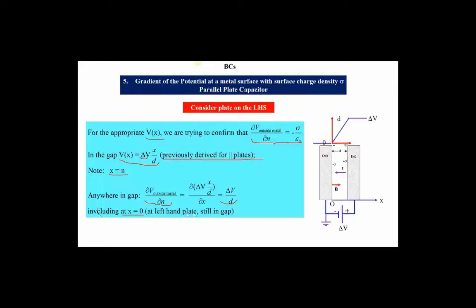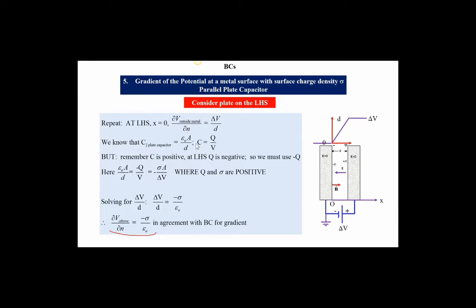So at the left plate, we're still in the gap, and so over here on this plate right here, in the gap, we still have this relationship. But now we're going to use capacitance. So here's the capacitance of a parallel plate capacitor, which you're familiar with. But C is equal to Q over V. Now remember, this is a positive number here.